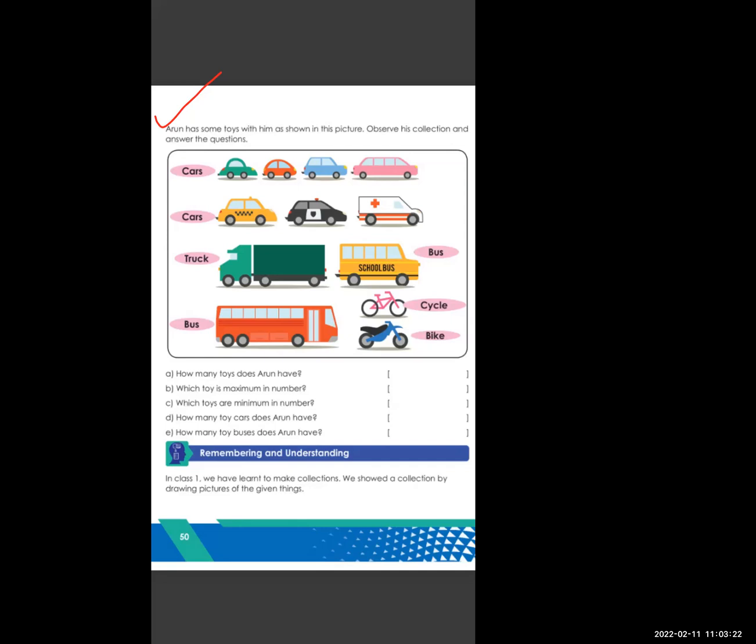Okay, so I am unmuting another student now. The name of the student is Yuvraj Singh. I unmute you, Yuvraj. Now Yuvraj, the first question you have to read. Observe what toys there are.